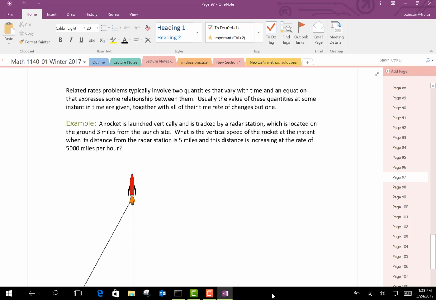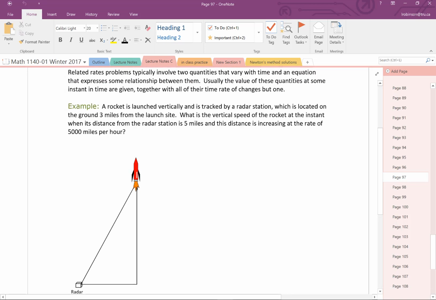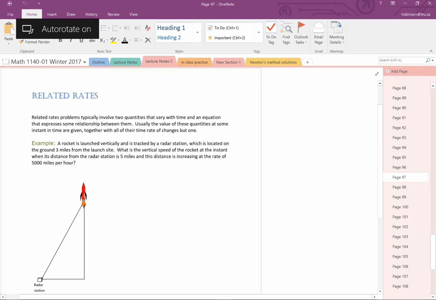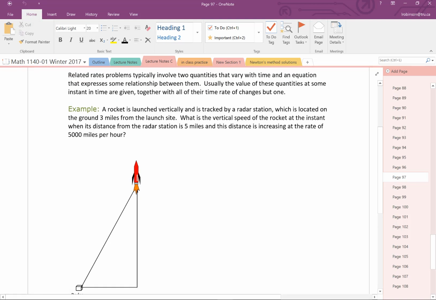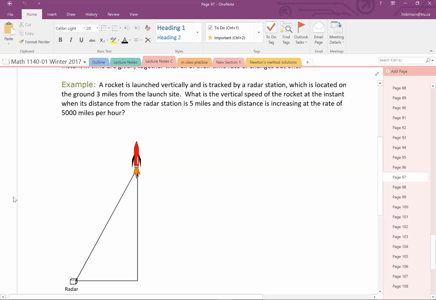Now we do them right after the section on parametric functions, where we think of x and y as functions of a third variable, t. Here, we're going to have probably at least two variables, and we're going to have their derivatives with respect to time. And we're going to use implicit differentiation, but it's going to be a little bit different because we're going to be taking the derivative of everything with respect to time.